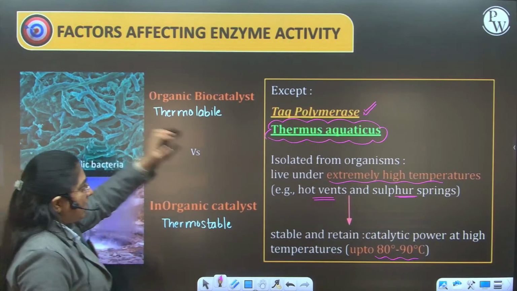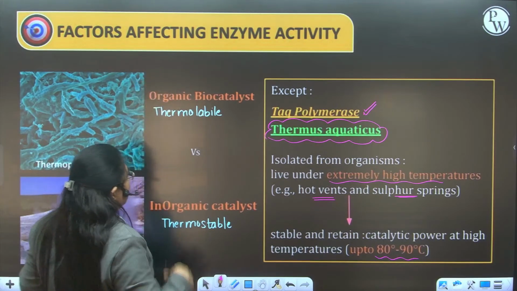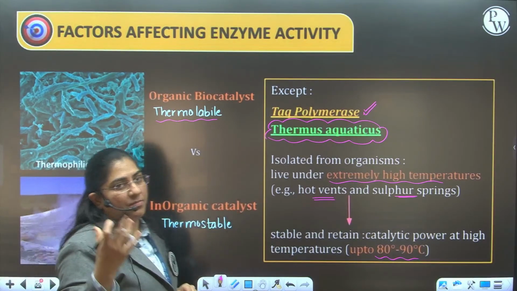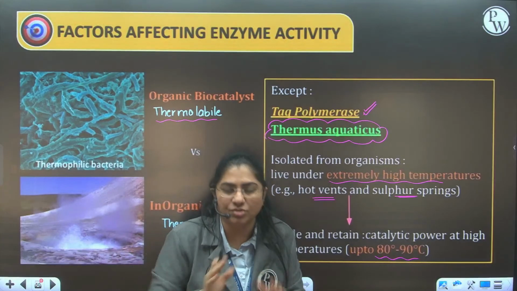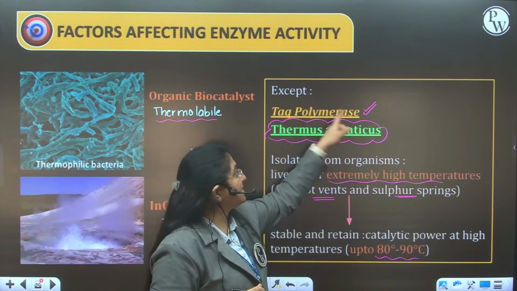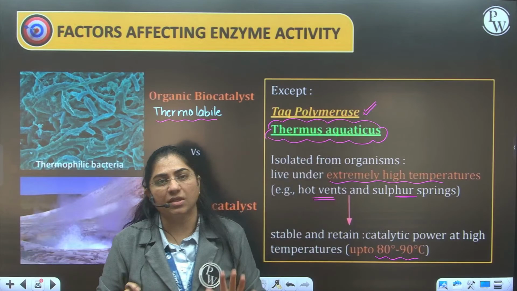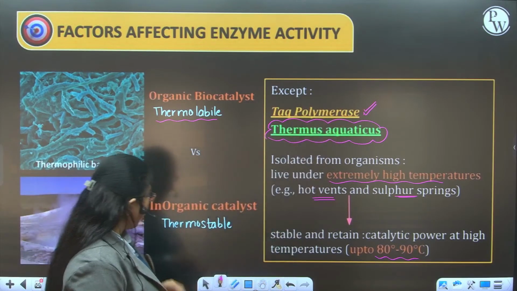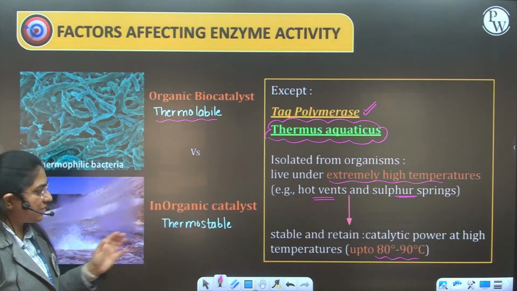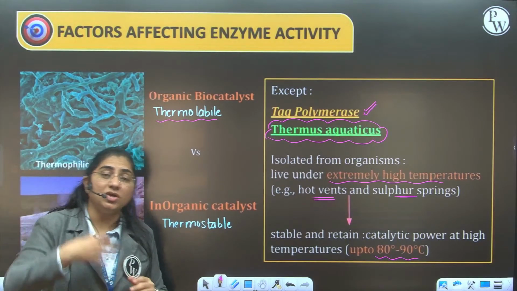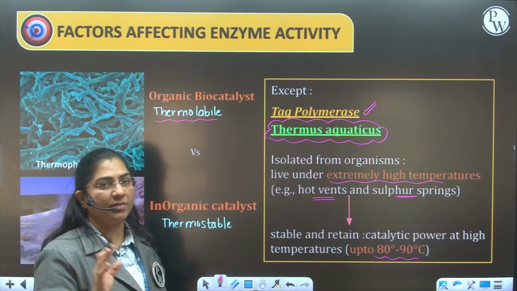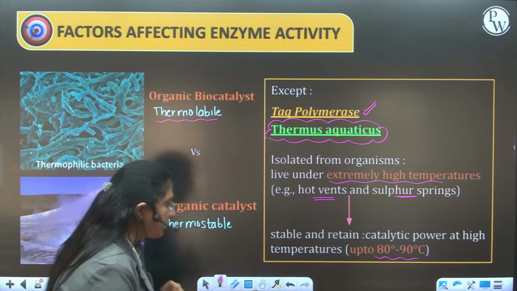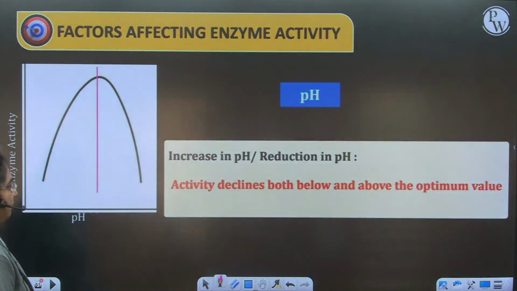So when we talk about organic biocatalysts, these are basically thermolabile because they are highly sensitive to temperature. You call them thermolabile. Except we have Thermus aquaticus bacteria's Taq polymerase enzyme. But if you are talking about inorganic catalysts, they have a capacity to work even at high temperature, and hence we call them thermostable because their structure is not going to get damaged with higher temperature.